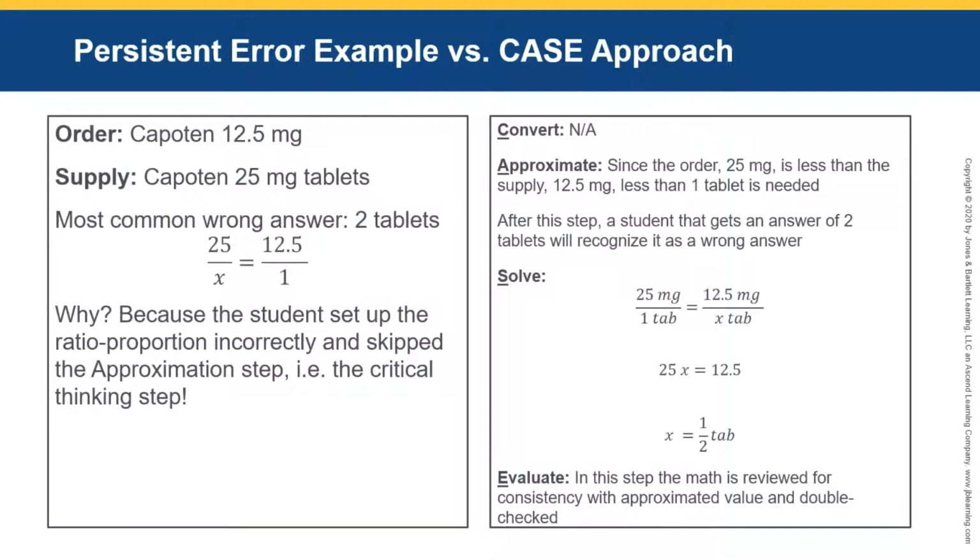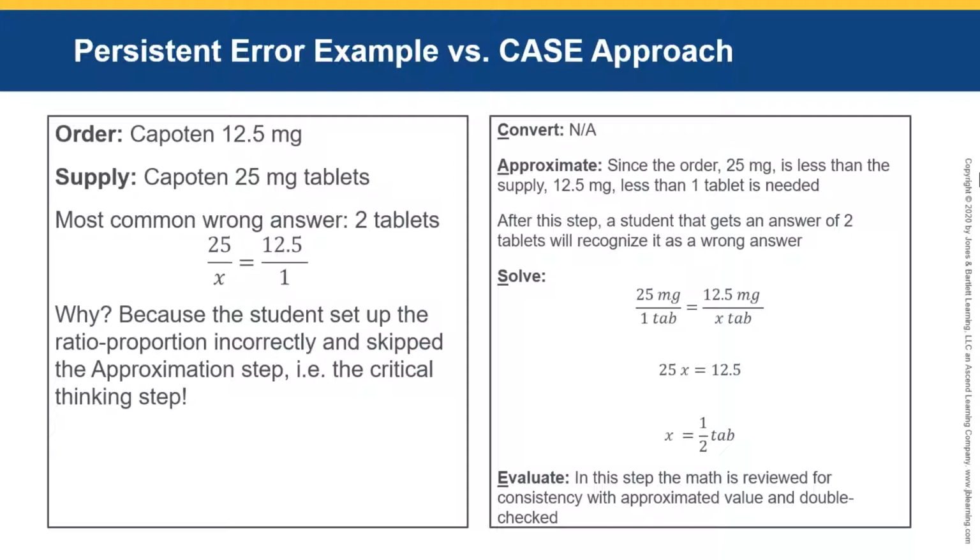If you look at this persistent error, you can probably come up with some similar errors that happen with your students as well. Here we have an order for 12.5, and the supply is 25 milligrams, and the most common wrong answer is 2 tablets. It's because they did the math incorrectly.